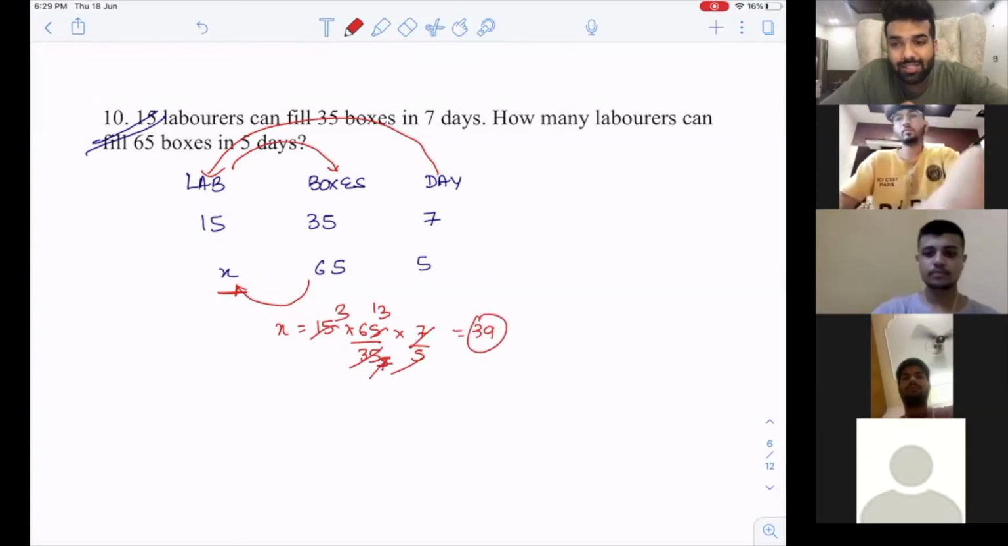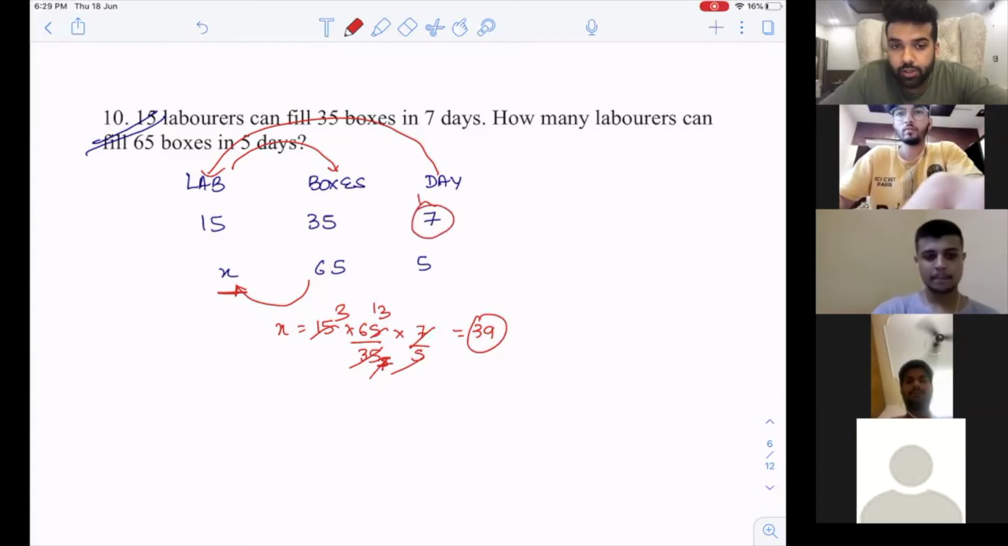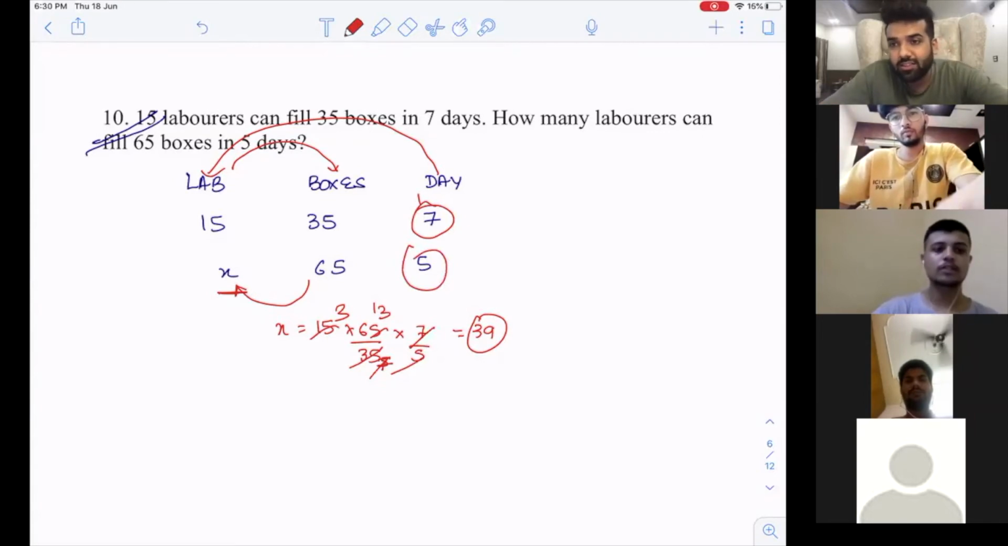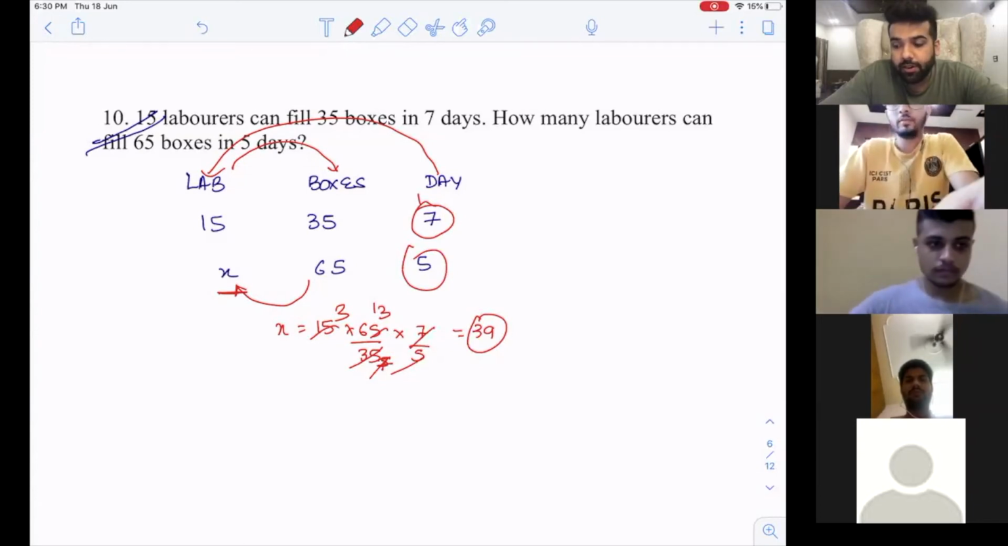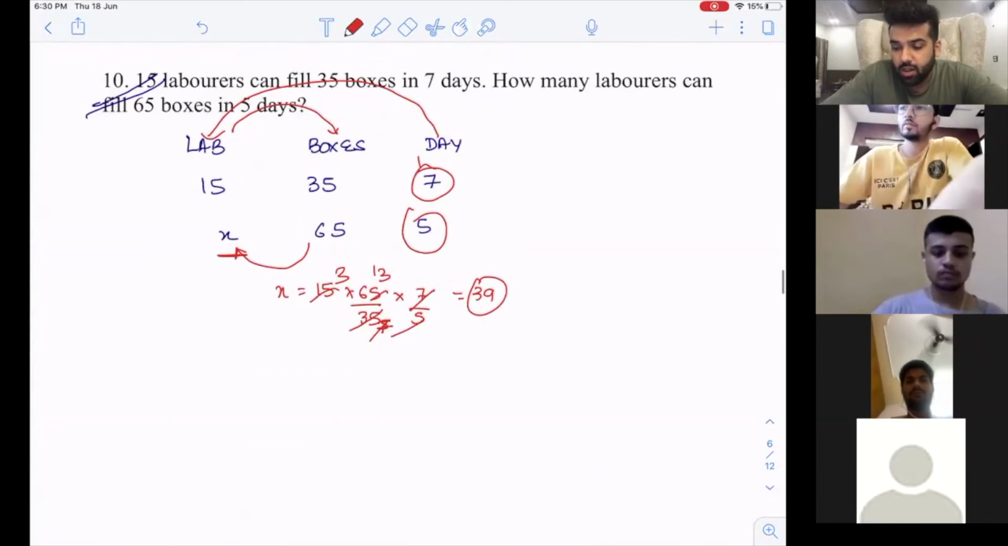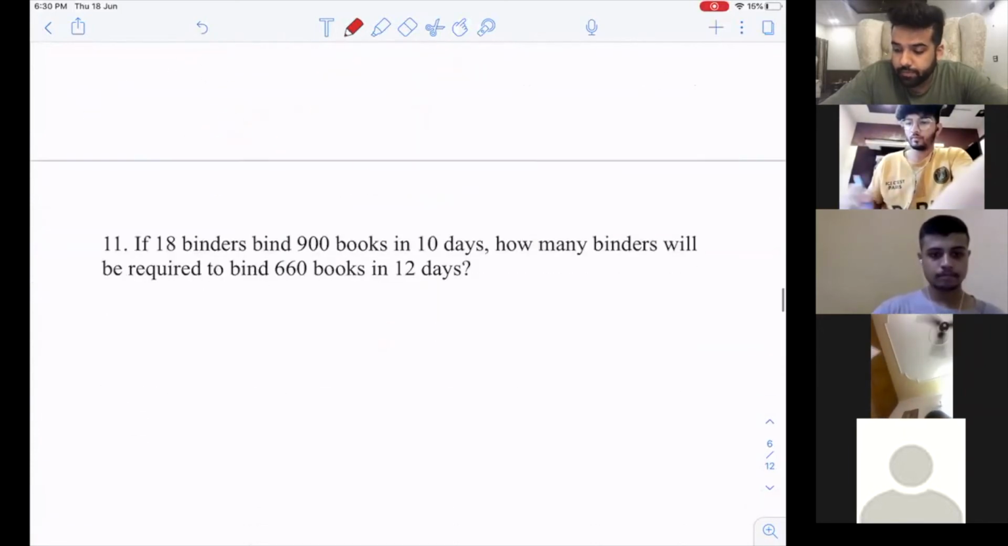Check where you made the mistake. How many laborers are needed to finish the work in 7 days? 15. To finish the work in 5 days, do we need more or fewer laborers? More. Where did you make a mistake? Here, sir. 7 by 5. Niharika, where did you make the mistake? Yes, sir, same place. I wrote 5 by 7.